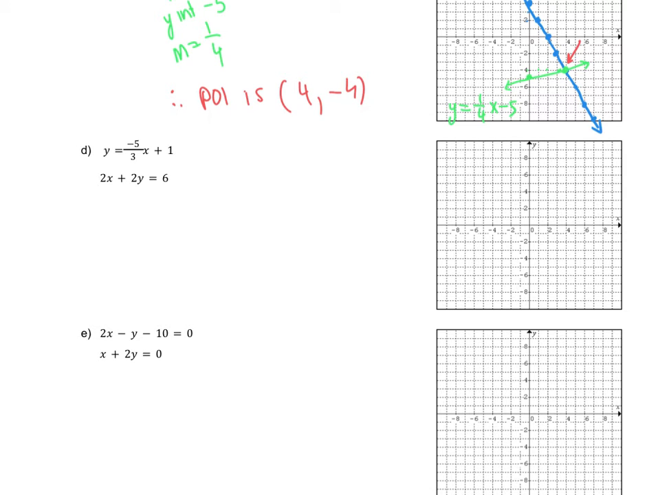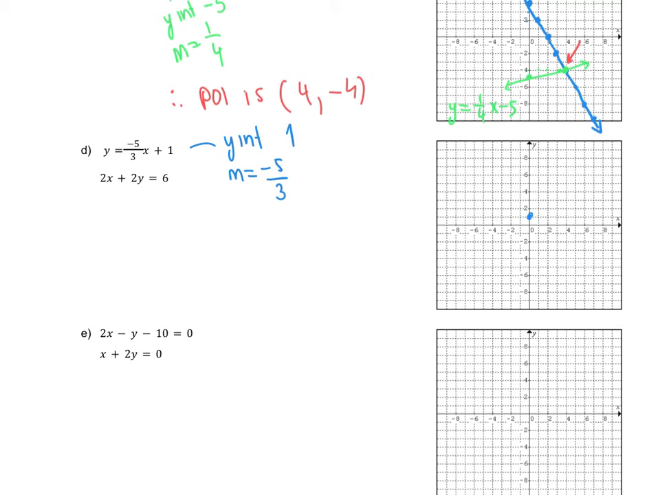All right, for D, our first equation looks good. Y equals -5/3x plus 1. But the second one isn't in y equals mx plus b. So we are going to have to deal with that. So for the first equation, nothing fancy. The y-intercept is 1. The slope is -5/3.